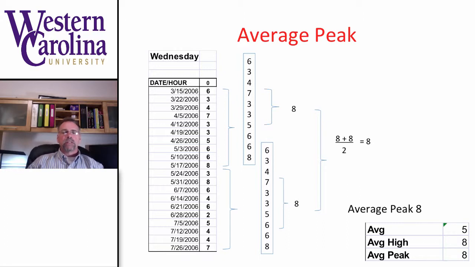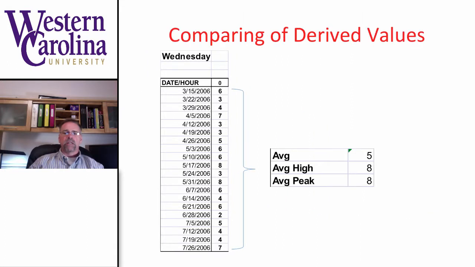The average peak is very similar. We would divide the data into only 2 groups. In this situation I have 8 that would fit on the slide, so if you did 20 weeks, you would have 10. You would take those and average the averages of those two groups. You see each group has an average of 8. We add those two averages together, divide by 2, and you see we get an 8. So there you see our primary calculations: the average, the high average, and the average peak.